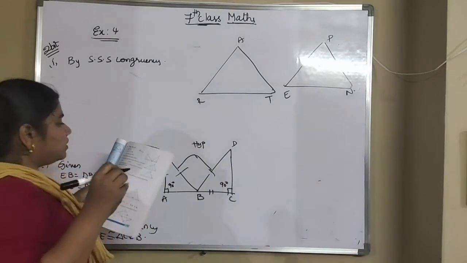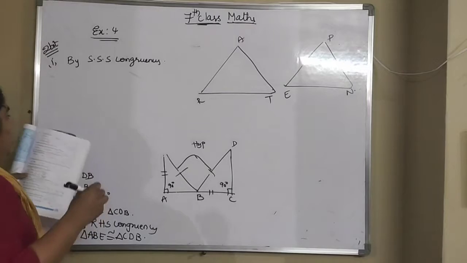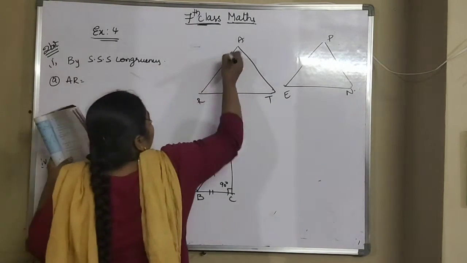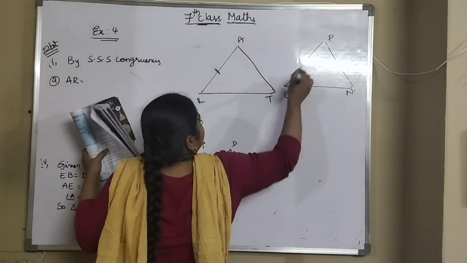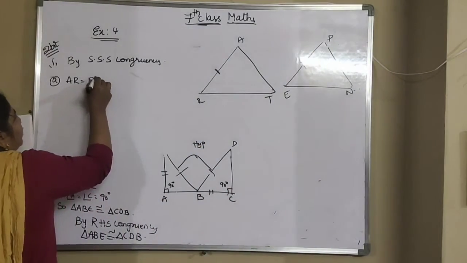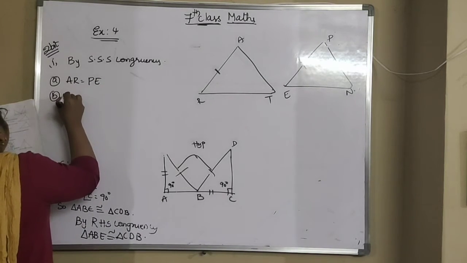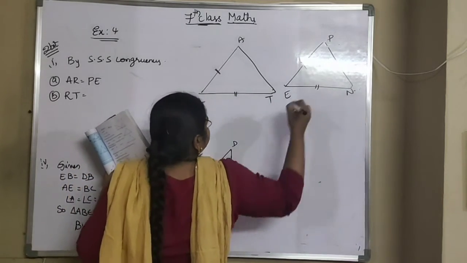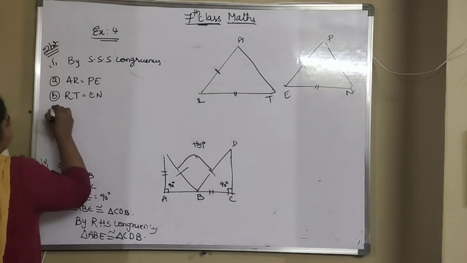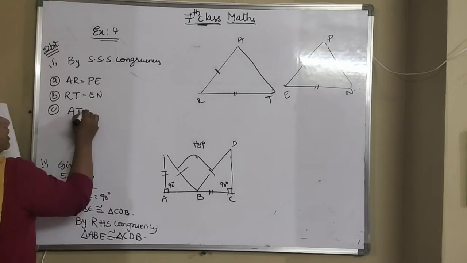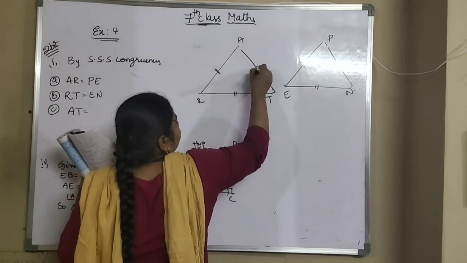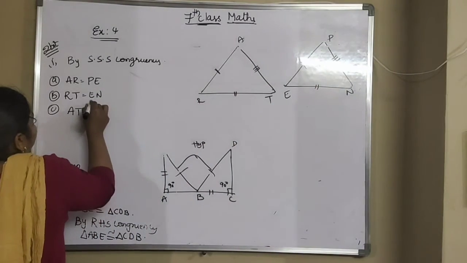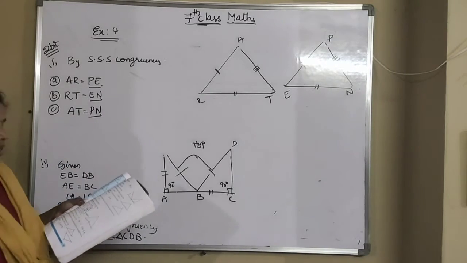So by using SSS congruency they are equal. Okay, so your first one, A bit. AR is equal to which side? That is the PE side. So here we have to write PE. And the second one, RT side will be equal to EN side. And the third one, AT is equal to which side now? PN side. Okay, this is by SSS congruency.